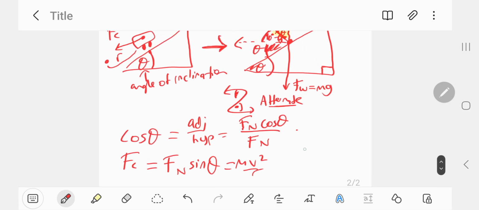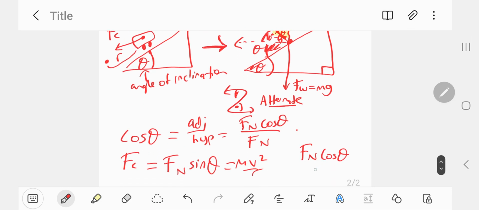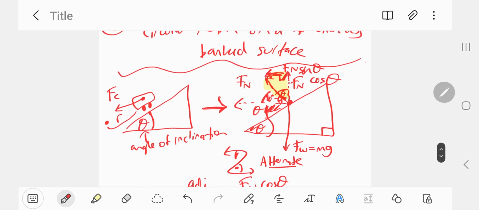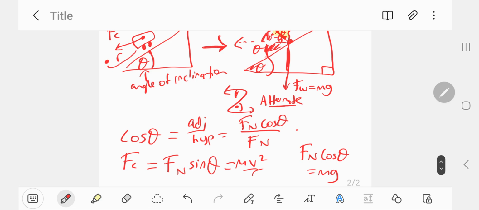And the normal force itself, F sub n, depends on gravity. Right, so F sub n cos theta will be equal to mg in this case. If you look here at the diagram, this line and this line are equal, right? So now let's use these expressions. Let's call this expression 1, and let's call this expression 2.